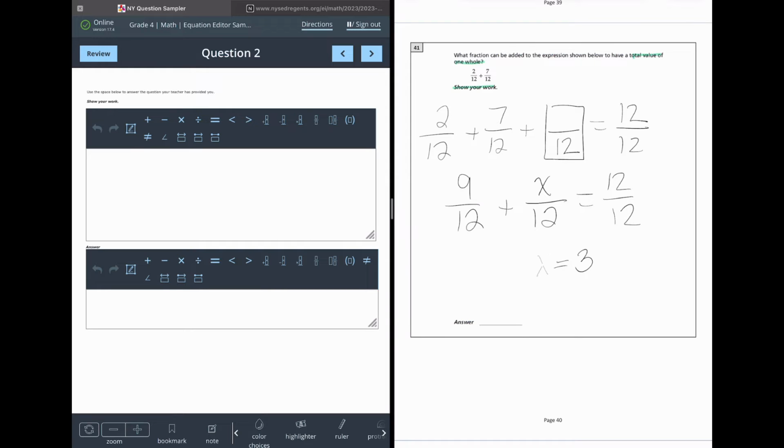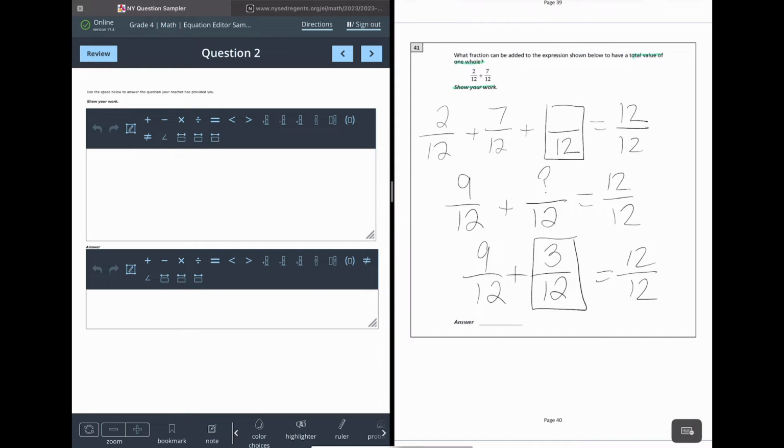Actually, I'm going to put it in like this. I'll keep the question mark. So this has to be 3 twelfths. This is the only number that makes it true. Okay, so in my answer box, I need to put 3 over 12. So let's do that first. And I'm going to choose that button here. 3 twelfths. But I want to write this as a full sentence.